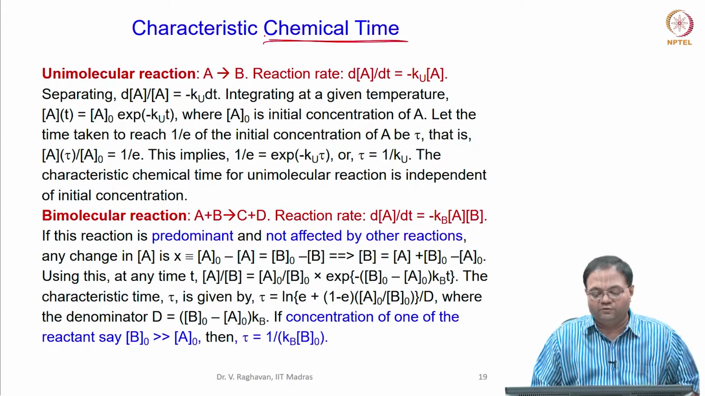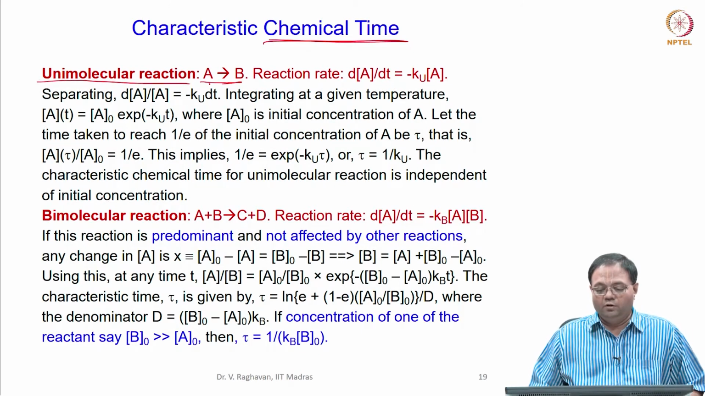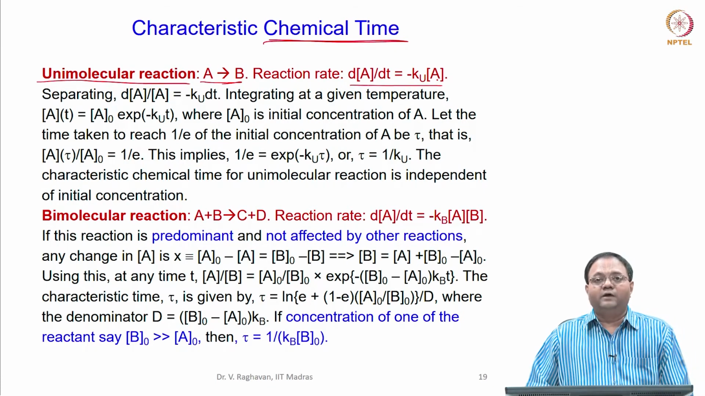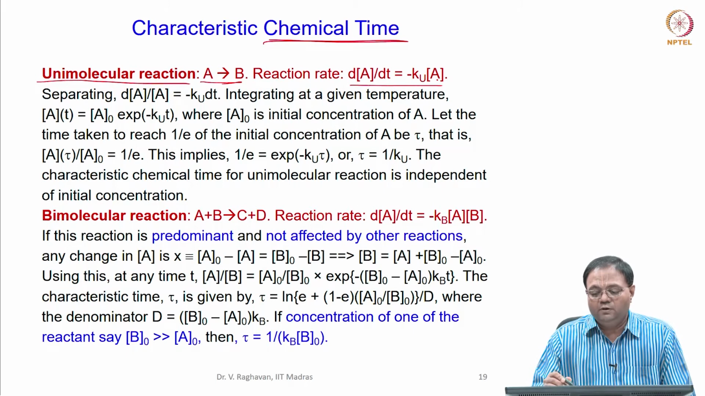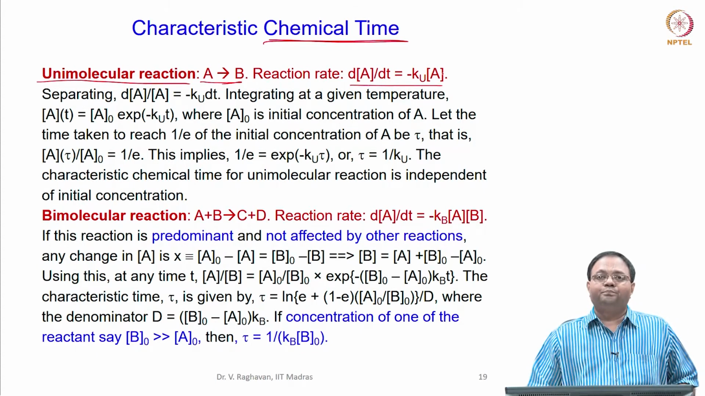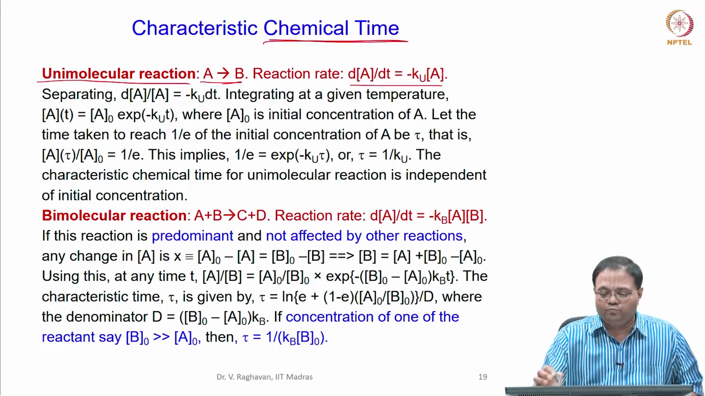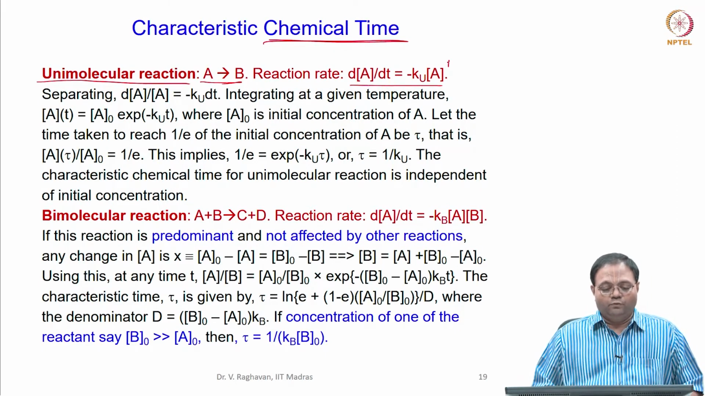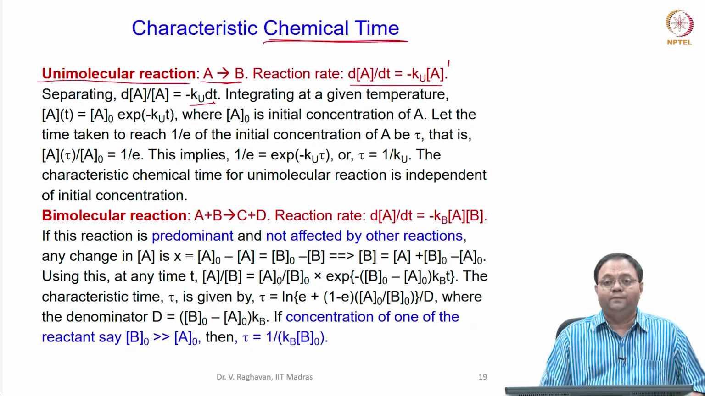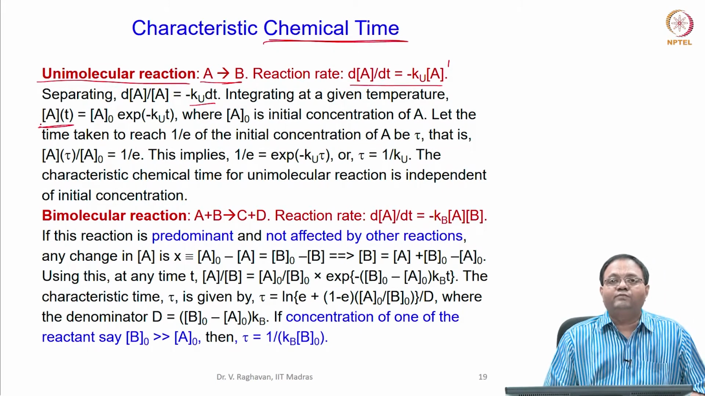Let us consider elementary reactions here. Take a unimolecular reaction, A giving B. The reaction rate is the rate at which the concentration of A changes with time. A is the reactant, so I put a minus here: minus Ku into concentration of A. By the law of mass action, the only reactant is A, so the power is 1. Now I separate the variables: d concentration of A by concentration of A equals minus Ku into dt. Integrate this at a given temperature to get the concentration of A as a function of time.